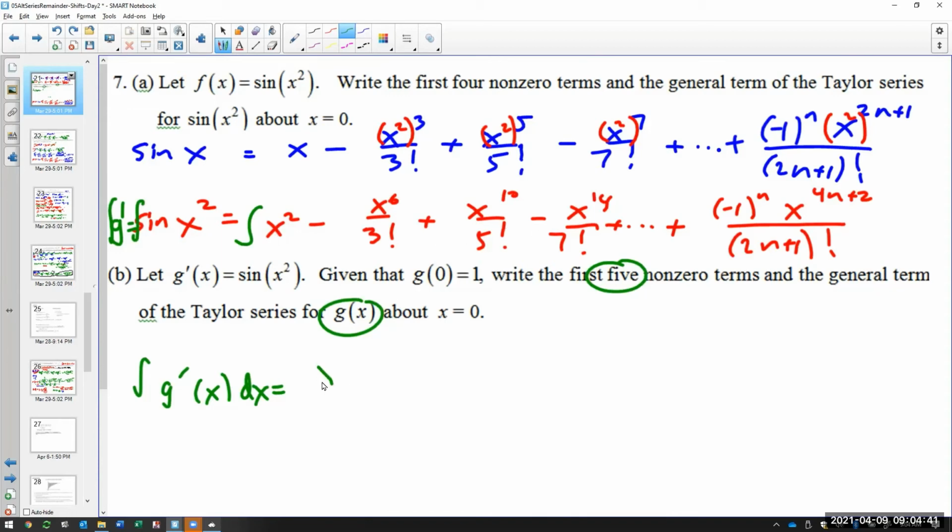Does it have a limit bar? It doesn't have a limit bar, so I'm going to have to have C. Do you guys see how that works? Okay, so let me just write it and take the integral of that. So the integral of this is actually g of x plus C. I can move C to the right if I want to.